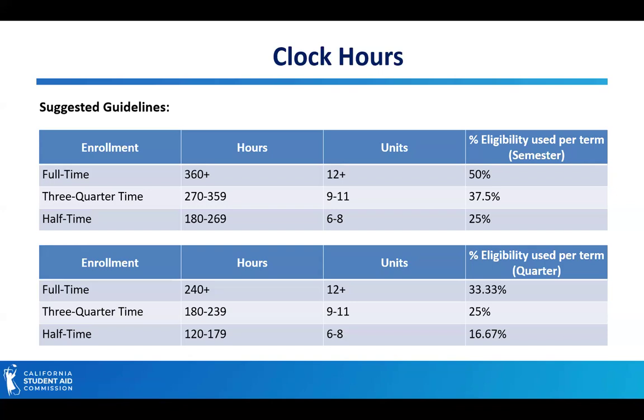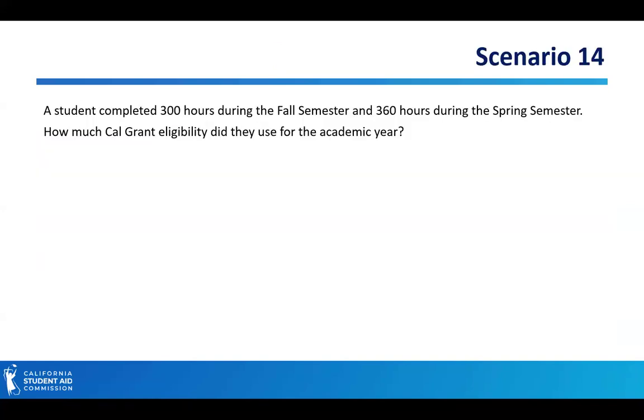So let's go ahead, and that's again, as you can see, like when we're doing semester based, 4/4, you see those numbers here. And the reason I bring this up is this scenario here. We have a student that completed 300 hours during fall and 360 in spring. How do we pay the student?